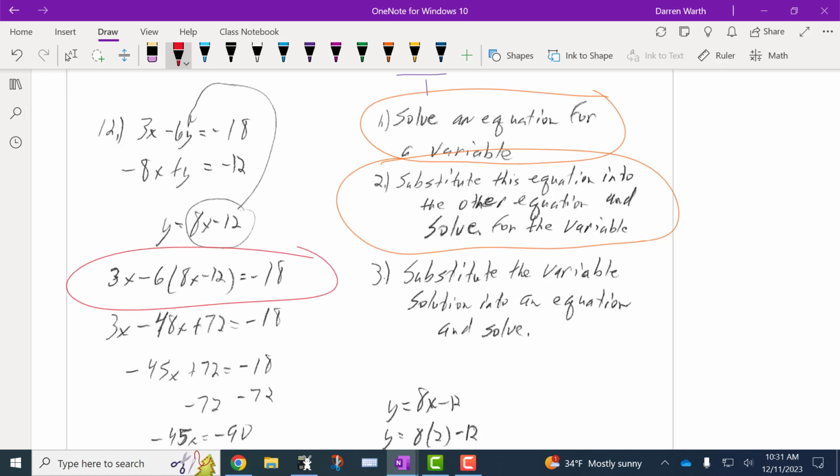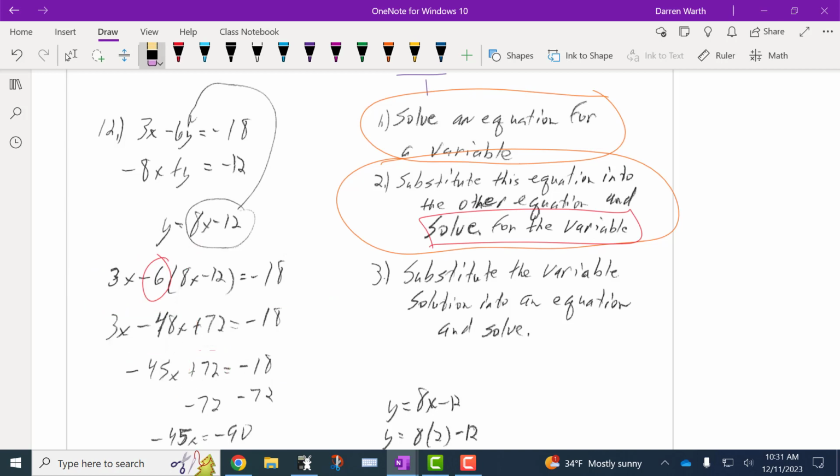So notice, now I'm solving for the variable. So I'm going to go ahead and distribute my negative 6 on through. So when I substitute that on through, I get negative 48x. And this is going to be a positive 72. I combine my like terms. So I got 3x minus 48x is going to be negative 45x. I still have my plus 72, and that's all going to equal negative 18.